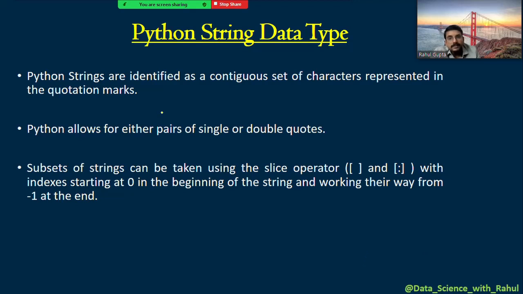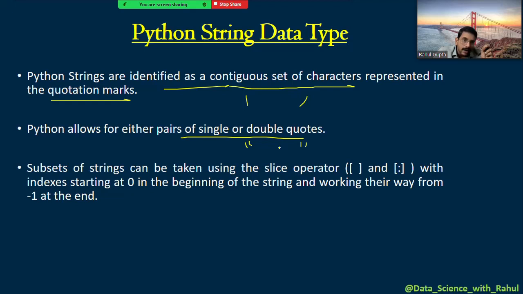Now the Python string data types. What are the Python string data types? They are identified as a contiguous set of characters represented in quotation marks. So anything like this, single quote, or we can have the double quotes also, correct? So both are allowed, single quote or double quote. And if we want to find any particular letter in that string, or a subset of that string, we can use the slice operator.